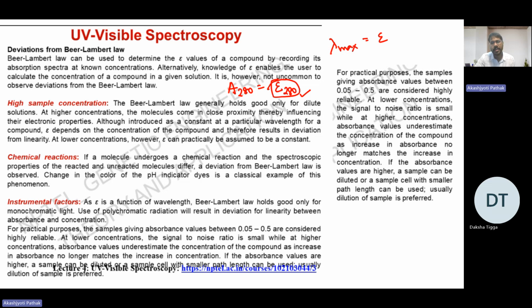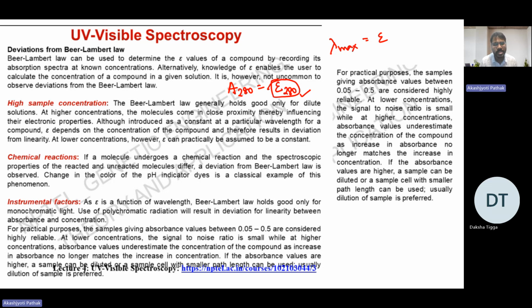If a molecule undergoes a chemical reaction and the spectroscopic properties of the reacted and unreacted molecular species differ, there can be deviation from the Beer-Lambert law. There can also be instrumental factors, as epsilon is a function of wavelength. If the sample is not being excited with, or not having, that particular wavelength for absorption, then also the Beer-Lambert law will show deviation. Use of polychromatic radiation will result in deviation from linearity between absorbance and concentration. For practical purposes, samples giving absorbance values between 0.05 and 0.5 are considered highly reliable.